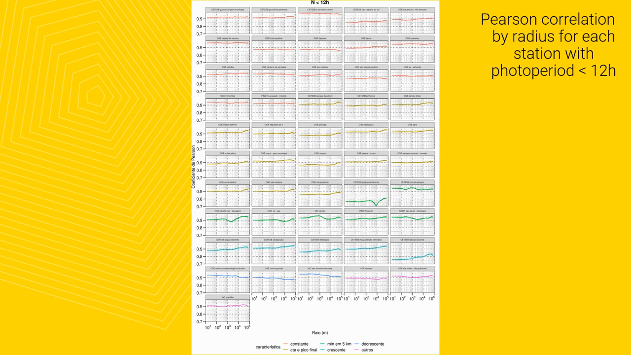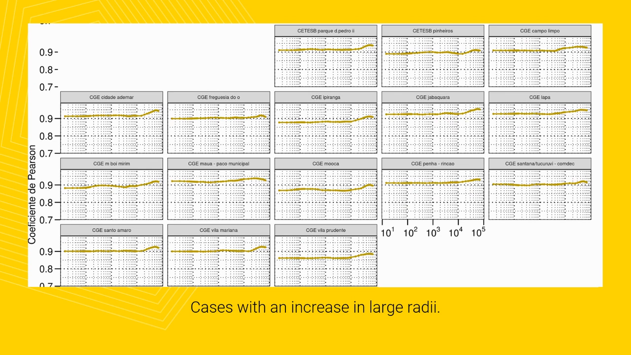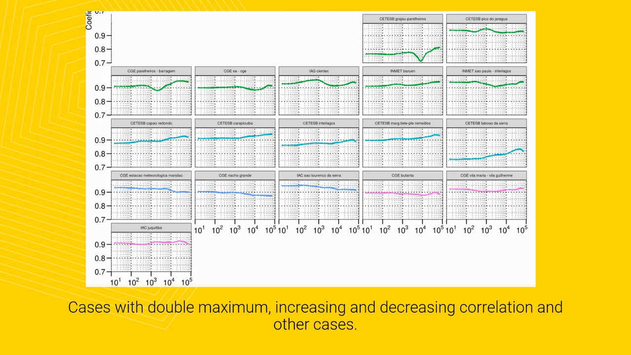Now I'll be showing you the spectrum of the correlation as a function of the radius. Here are all the plots for each station for a photoperiod less than 12 hours. I will approach each one. Here are the cases where the correlation didn't change much with the radius. Here now are the cases where the correlation got an increase in large radii. And here now are the cases where the correlation got a double maximum, then cases with an increasing correlation, cases with decreasing correlation, and other cases where I couldn't match with the other groups.